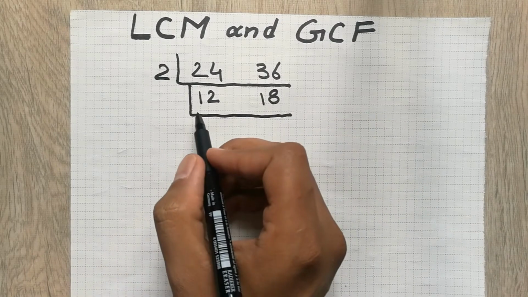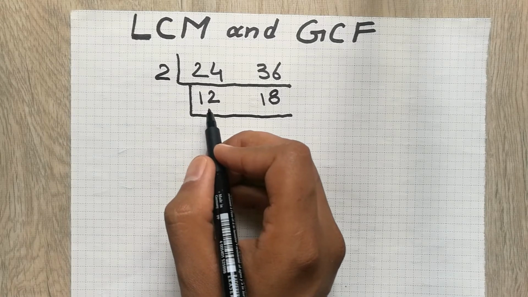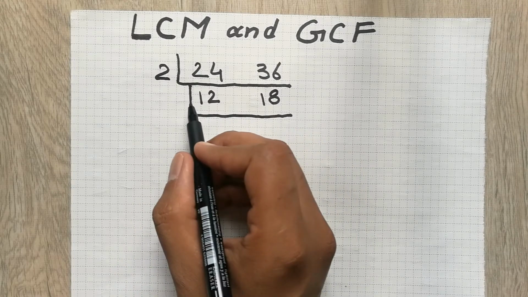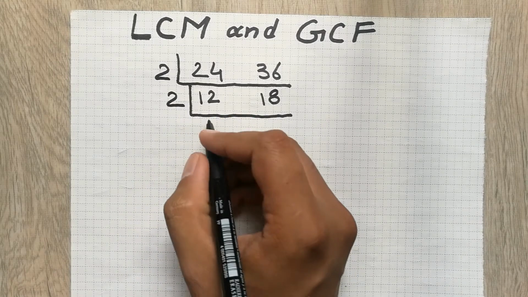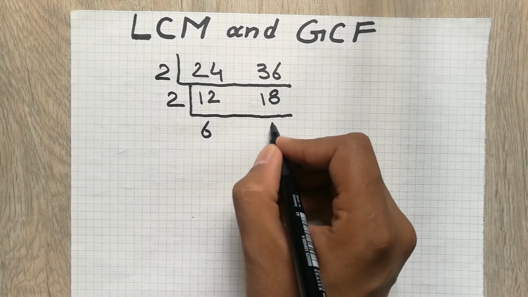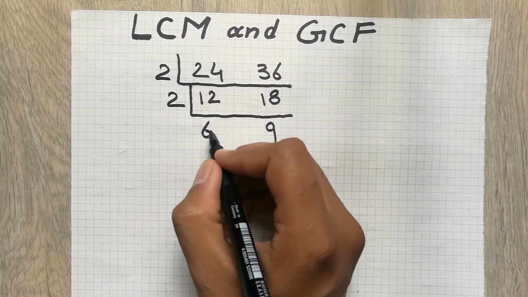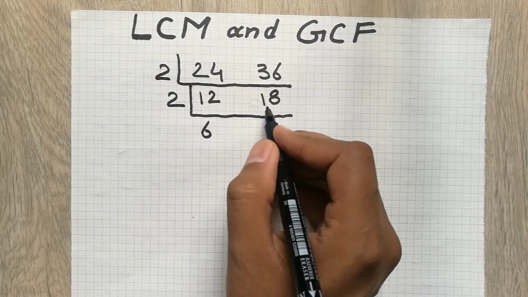Okay, so now in this case we find the smallest prime number that goes into these numbers. Again the smallest prime number will be 2 here. So the answer here will be 6 and the answer here will be 9. As you know, 6 multiplied by 2 is equal to 12, 9 multiplied by 2 equals 18.